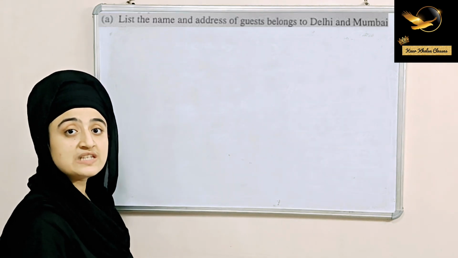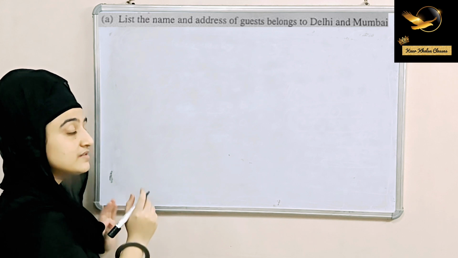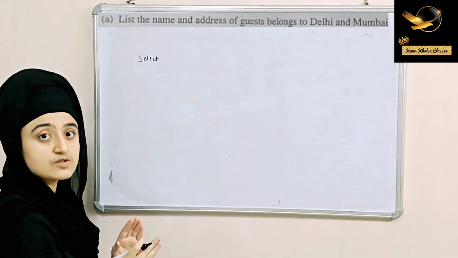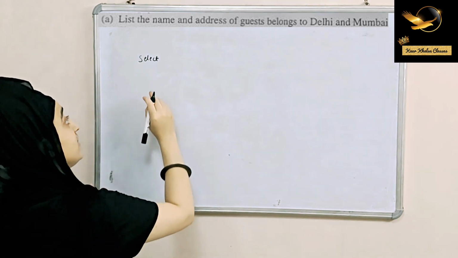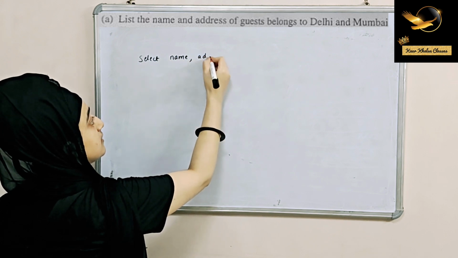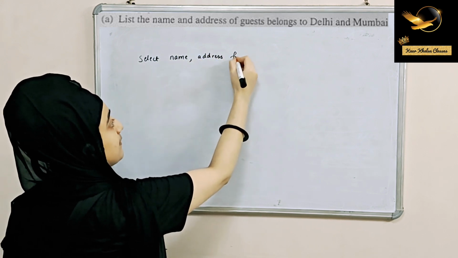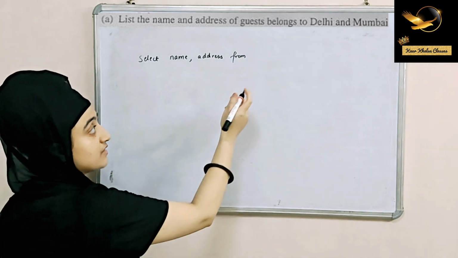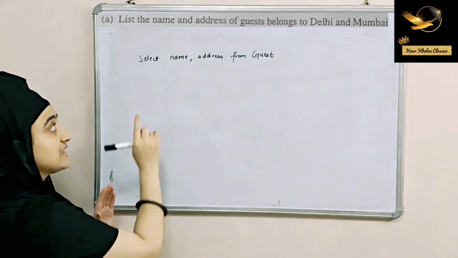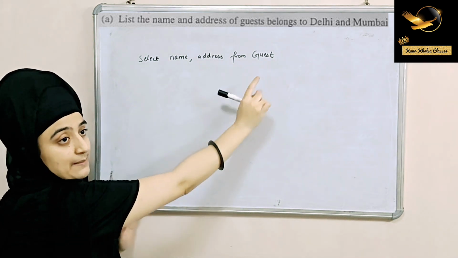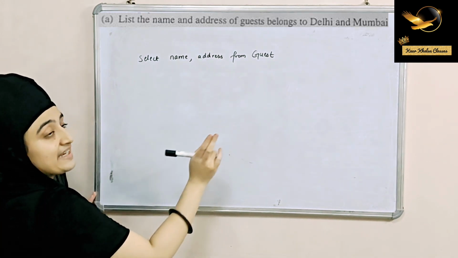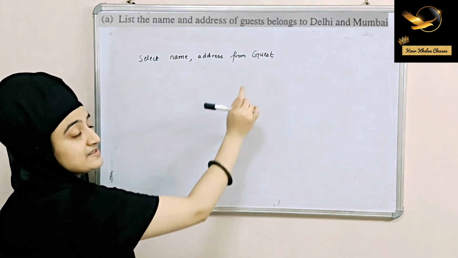So how are we going to select the columns? We have the command named select. We use the select command to select the columns of the table. So we will use here select name, comma, address from table name. What is the table here? Table is guest. So the syntax is select column from table. We have to select two columns: first one is name, second one is address, and the table name is guest here.